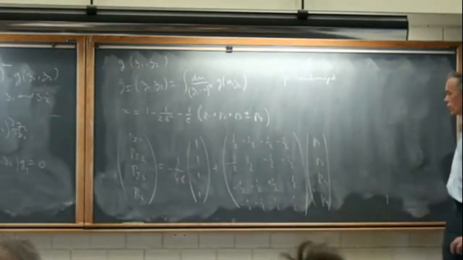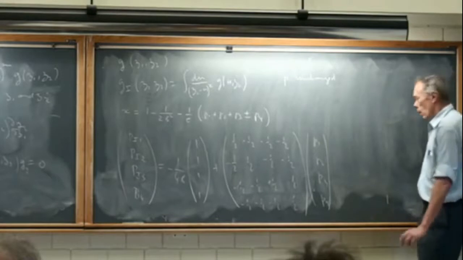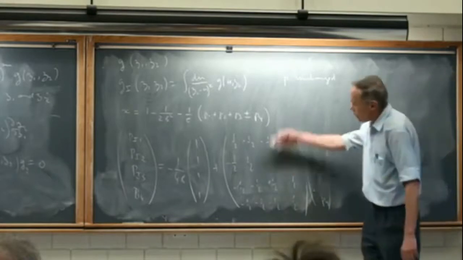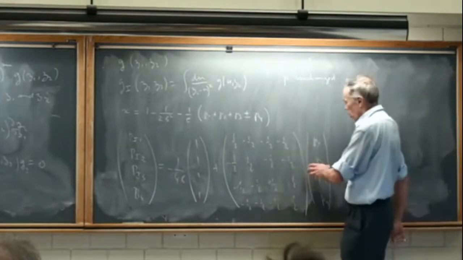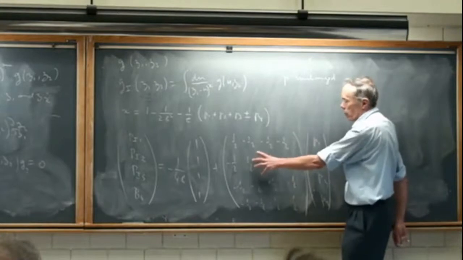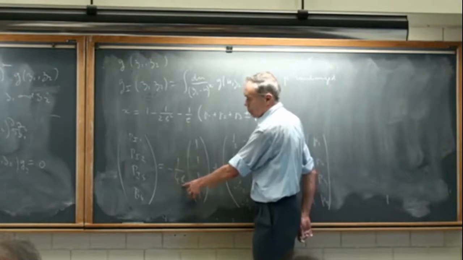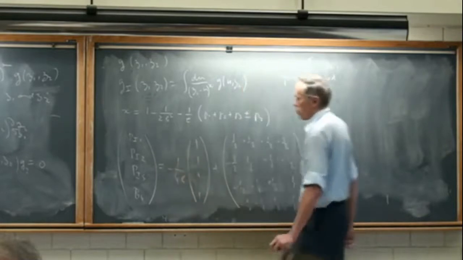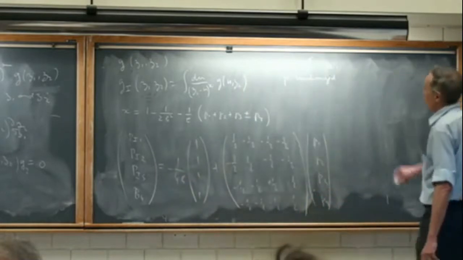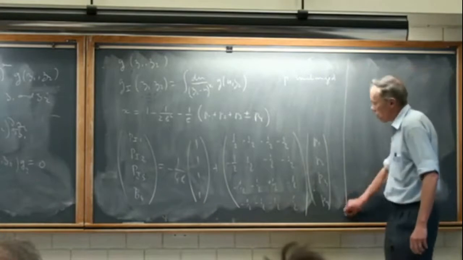And the external momenta are changed this way. Okay, so this is reflection with respect to that hyperplane and translation by this small vector. Okay? Now, so this is one thing.